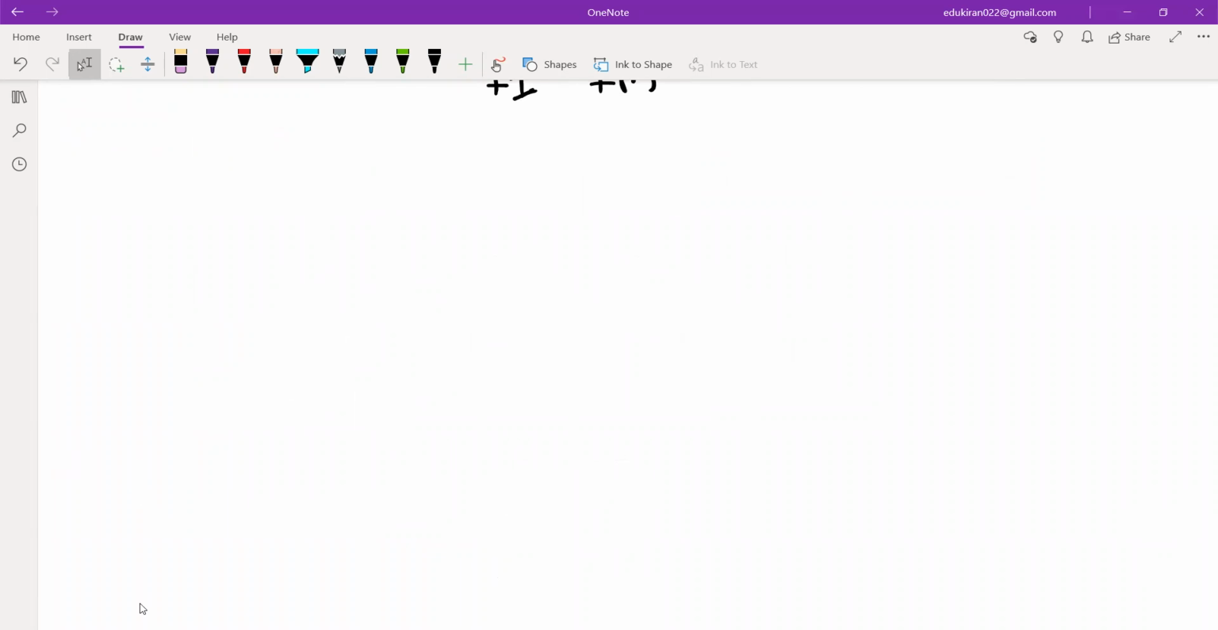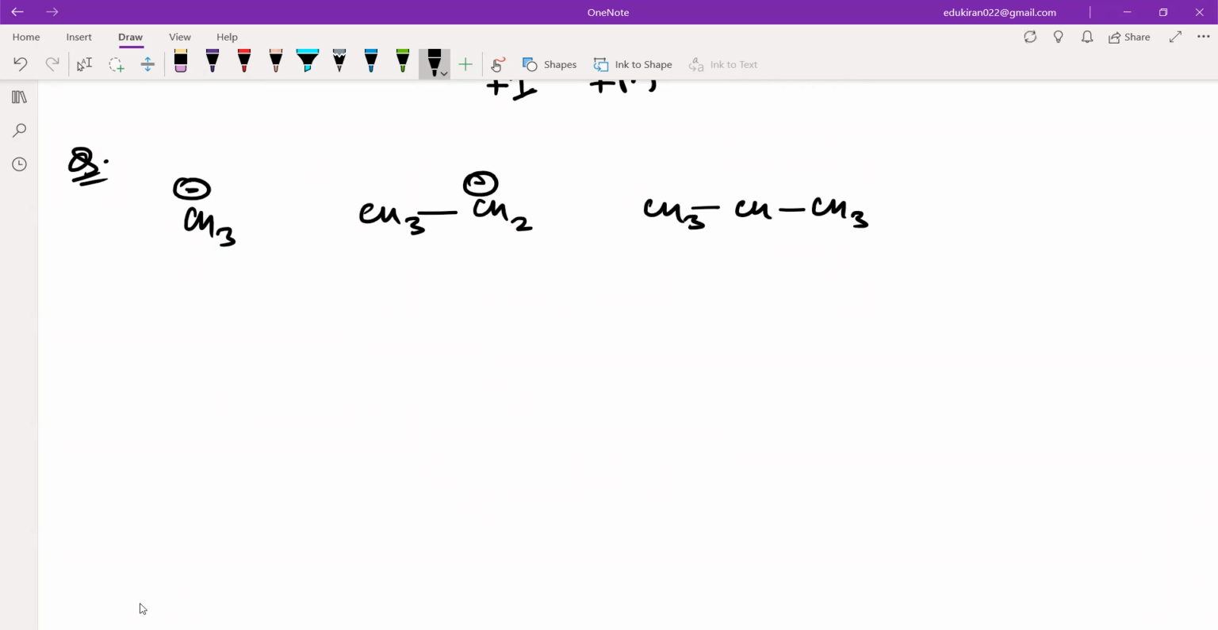So here, if you're going to write the stability, let us just write some questions. If I'm going to compare CH3 negative, then CH3 CH2 negative, then CH3 CH CH3 negative, and then CH3 C CH3 CH3 negative. In all of these cases, there is no resonance, so there is no hyperconjugation.